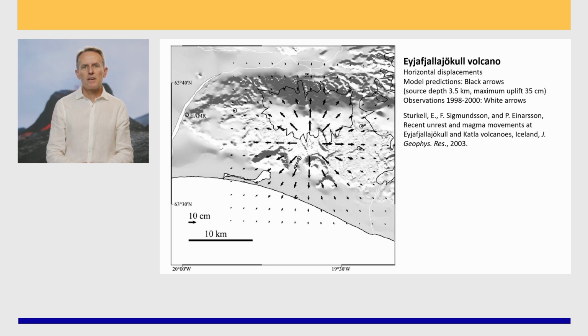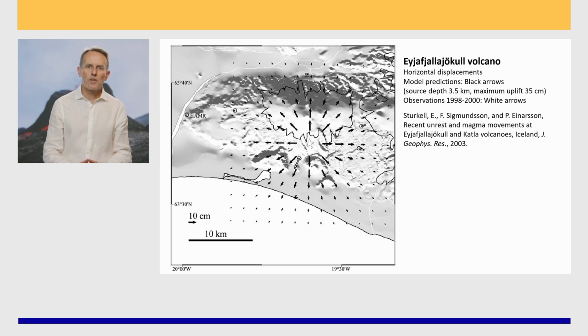The black arrows are model predictions for a Mogi model located directly under the point where all the black arrows point away from. The source is at 3.5 km depth with a maximum uplift of 35 centimeters directly above it. The Mogi model is symmetric, so horizontal model displacement will always point directly away from the source.